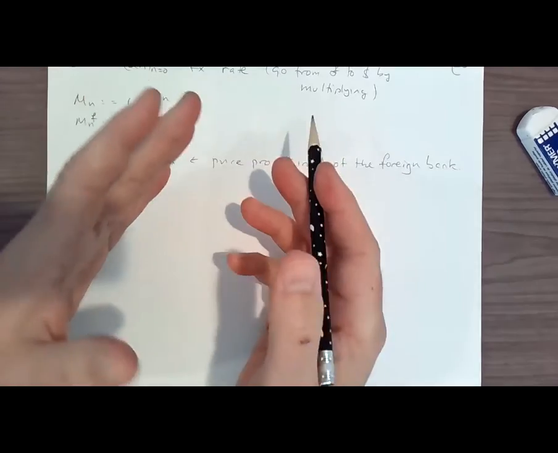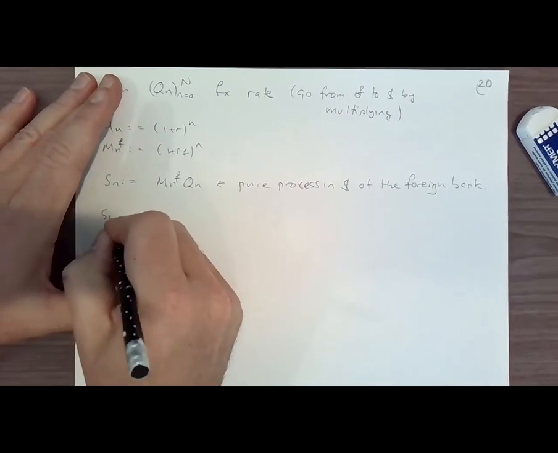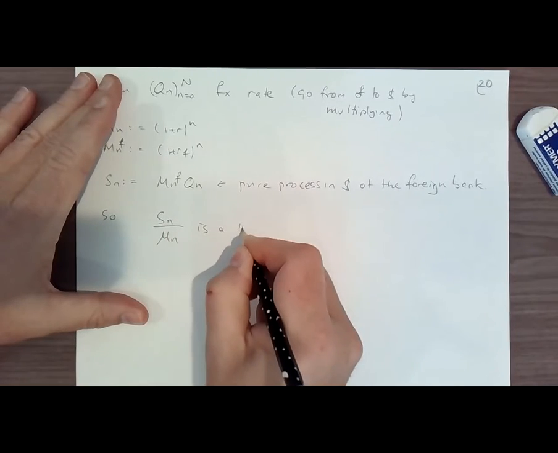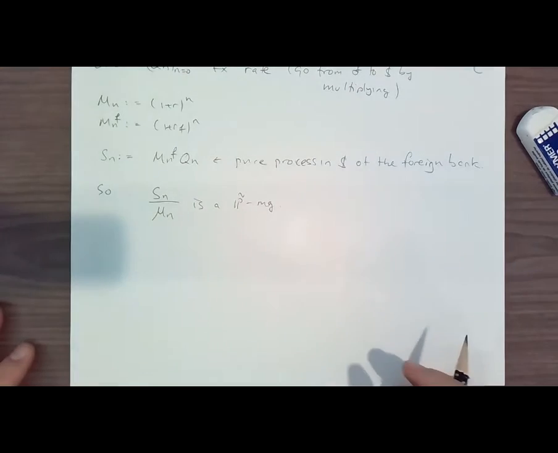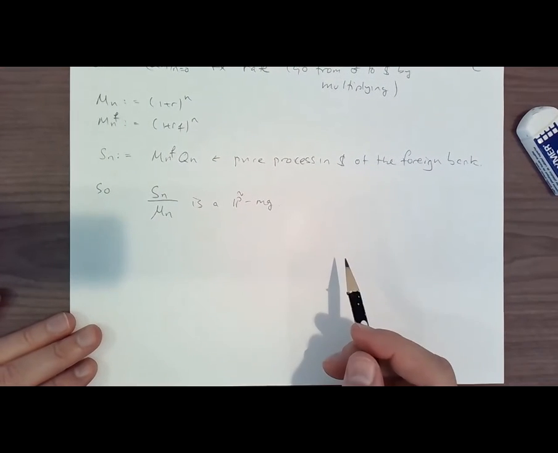So this is a price process of something traded, so it's going to have a martingale property, right? So S_n divided by M_n is a P tilde martingale. And this is where everything comes from. And we're going to be using this property over and over and over.